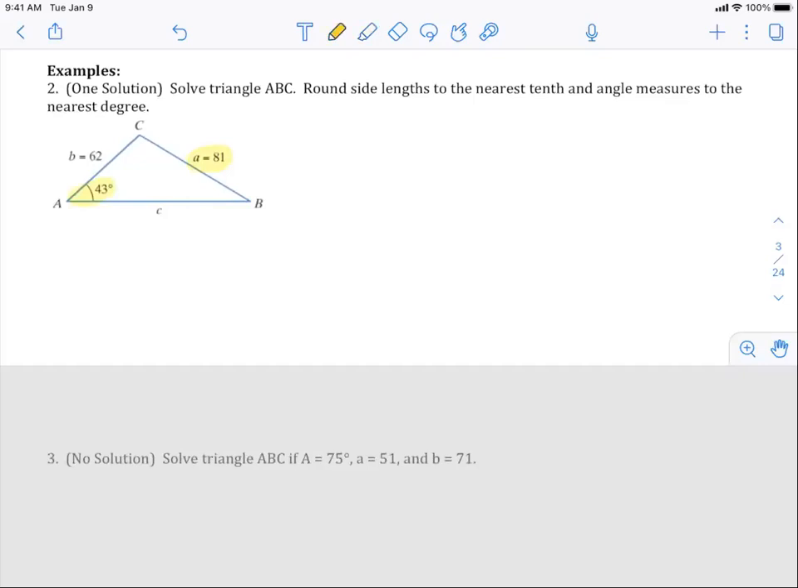Notice we can't start by figuring out the missing angle because there are two missing angles. So that makes it a little bit trickier. We're going to have to use sine inverse to find the missing angle, which is why this becomes ambiguous. Okay, so we have 81 is the side.